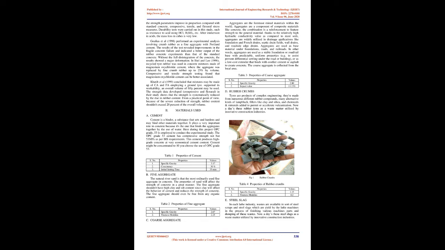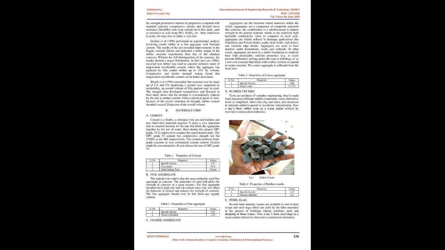Golias et al., 1998, performed an experimental analysis involving crumb rubber as a fine aggregate with Portland cement. The results of the test revealed improvements in the brittle concrete failure and indicated a better output of the rubber concrete experiments than that of the standard concrete. Without the full disintegration of the concrete, the results showed a major deformation.